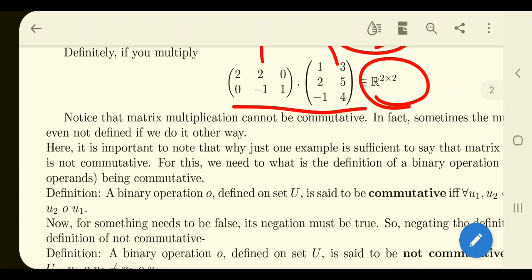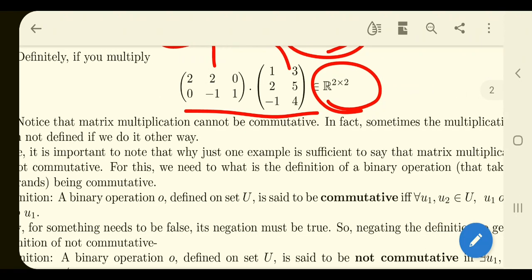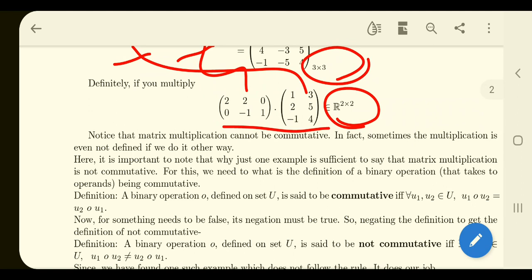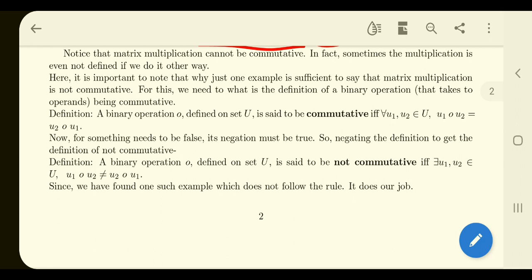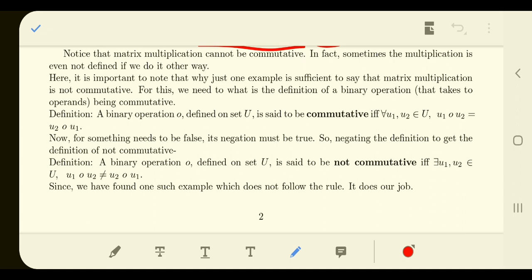But interestingly, you should notice that with just one example you are saying that matrix multiplication is not commutative. What is the reason to say that from just one example? In what cases do we say that? To understand this idea, we go to the definition of the commutative property. A binary operation is commutative if and only if for every u1 and u2 in U, u1 o u2 is equal to u2 o u1, right? So both things should be equal.